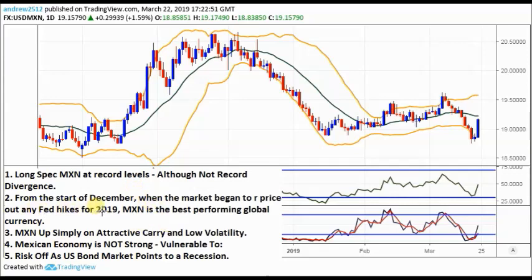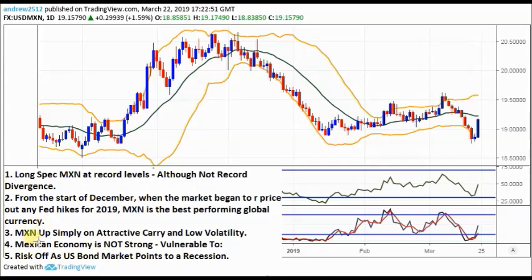From the start of December, this is very relevant as well, when the market began to price out any Fed rate hikes for 2019, the Mexican peso is the best performing global currency. You can go and look it up. It's the best performing currency by far. So it's very overbought as well. And speculators have made it overbought.